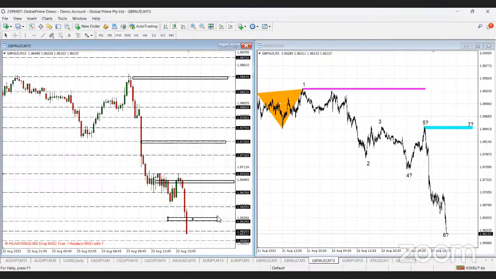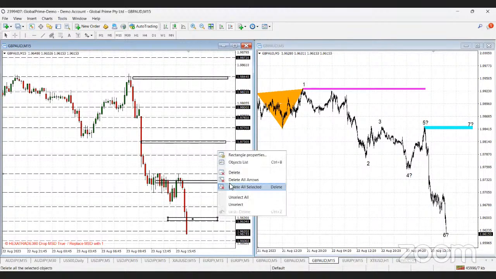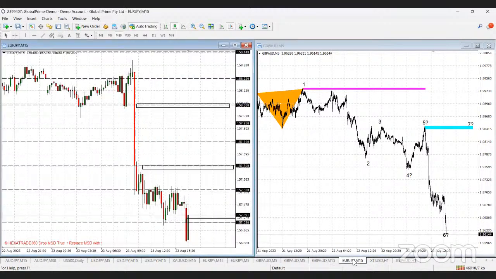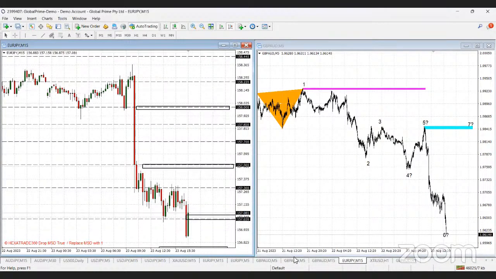I'm thinking we come back up here if we can somehow halt. Oh, Euro Yen popped above. Finally getting some life in something.